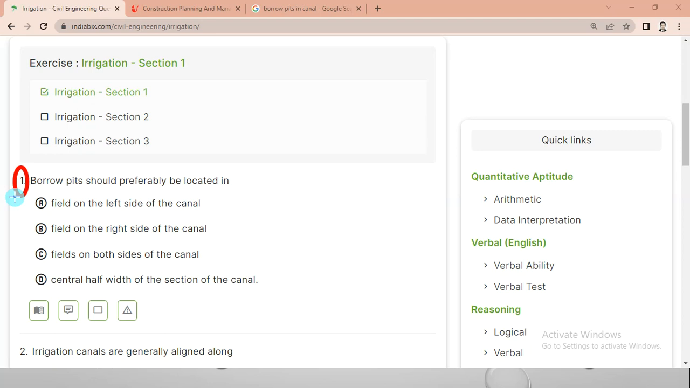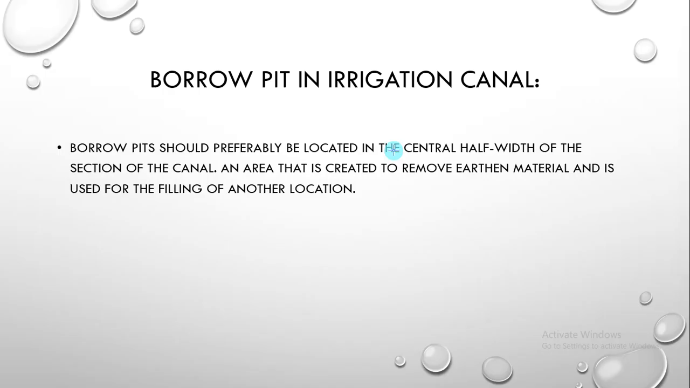So what is a borrow pit? First of all, I'll tell you what it means, what a borrow pit is, and where we can use it. The options are: field on the left side of the canal, field on the right side of the canal, fields on both sides of the canal, or the central half width of the section of the canal. So we can use the borrow pit in the central half width of the section of the canal.